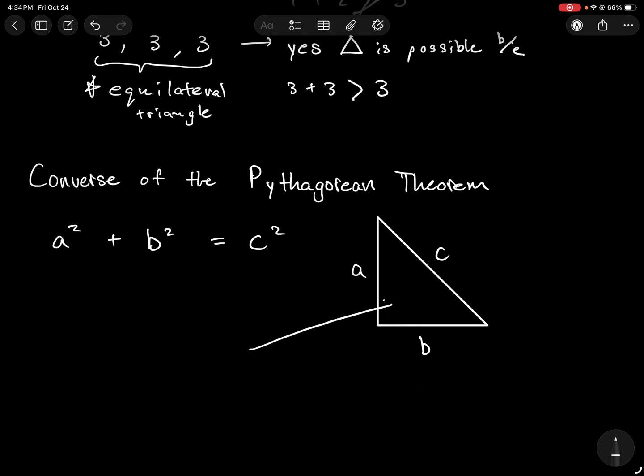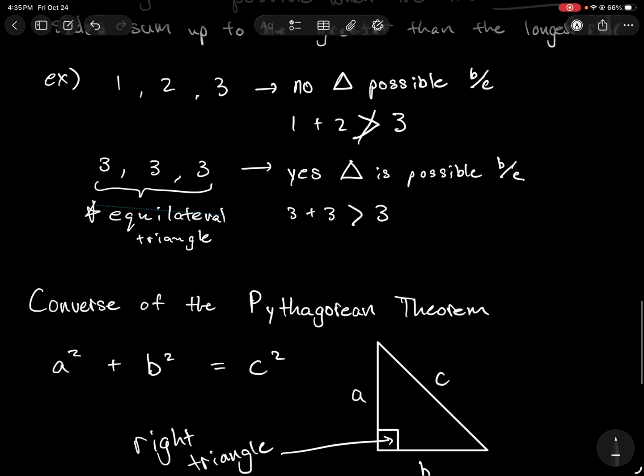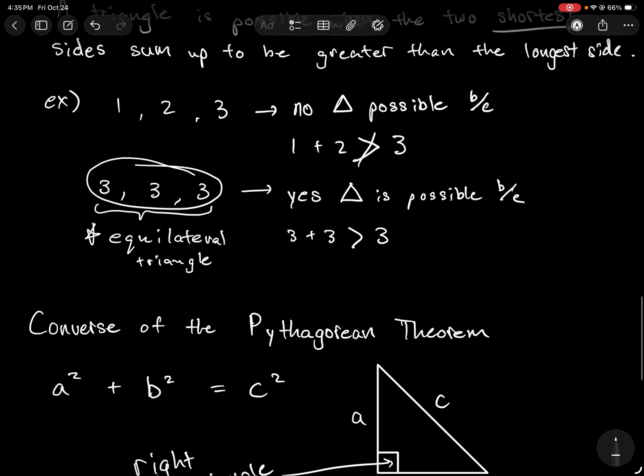Except it talks about a very specific type of triangle. It talks about a right triangle. So this has to be 90 degrees. This talks about a right triangle. So the Pythagorean theorem always talks about right triangles, except when we have sets of numbers, they don't always have to be right triangles.